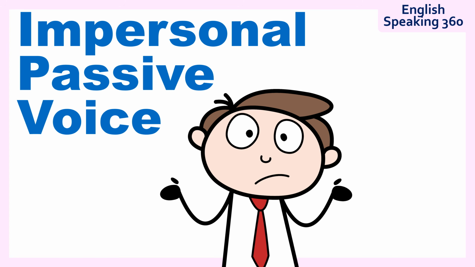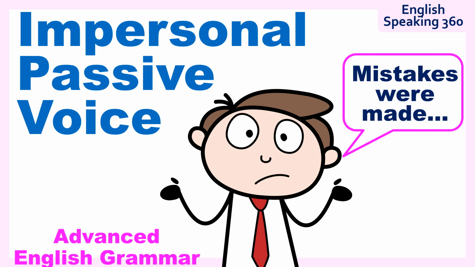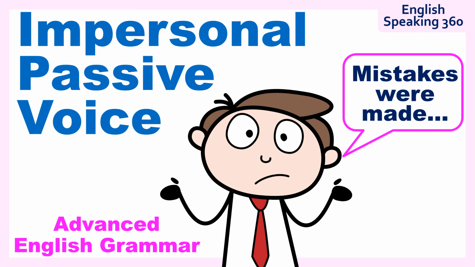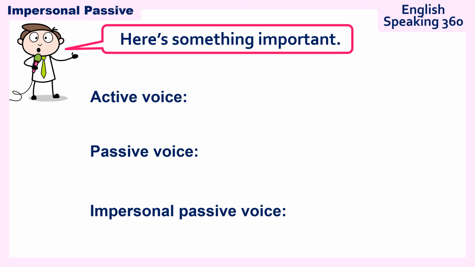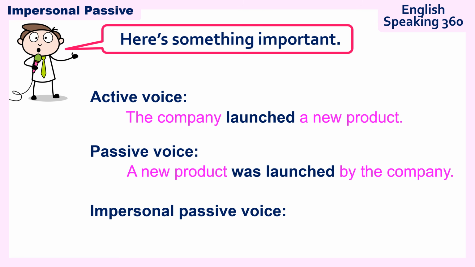Today, I am teaching you how to use the impersonal passive voice, and that is advanced English grammar, so it's not gonna be easy. Here's something important. An active voice sentence looks like this. The company launched a new product. The passive voice, can you make it? It should look like this. A new product was launched by the company.